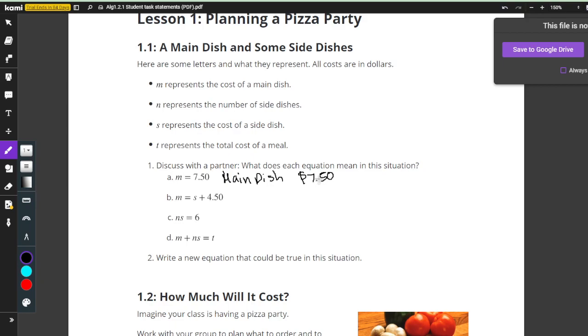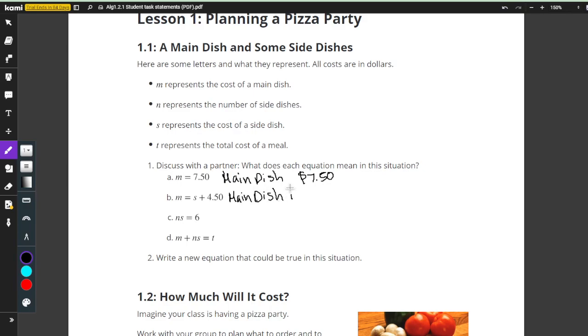Okay. The next one is M equals S plus 4.50, which means that M is $4.50 more than the side dish. So that's basically what it is. So the main dish is $4.50 more than the side dish. Okay, it just means that.